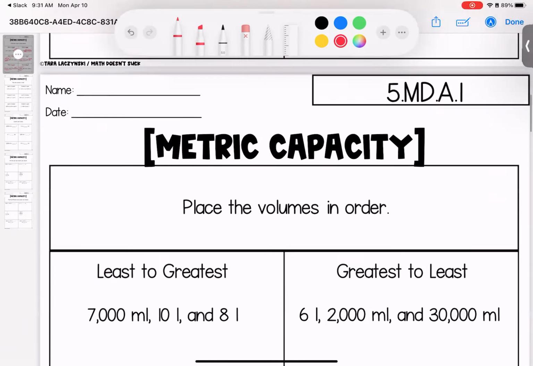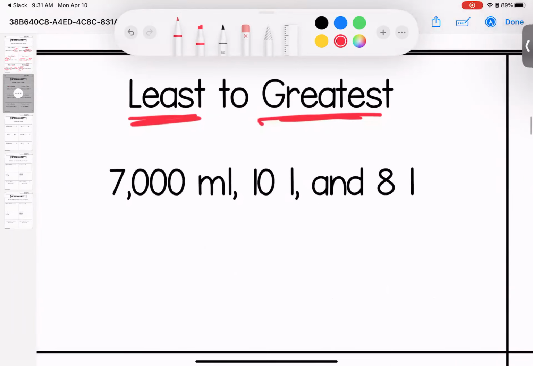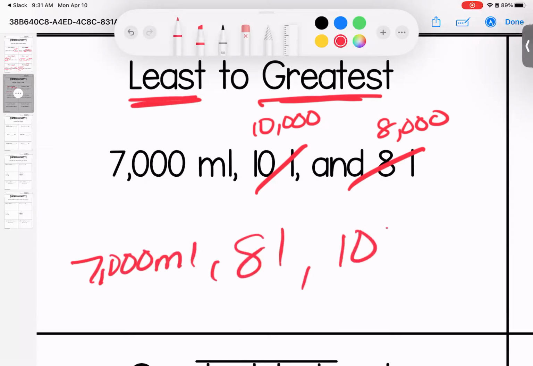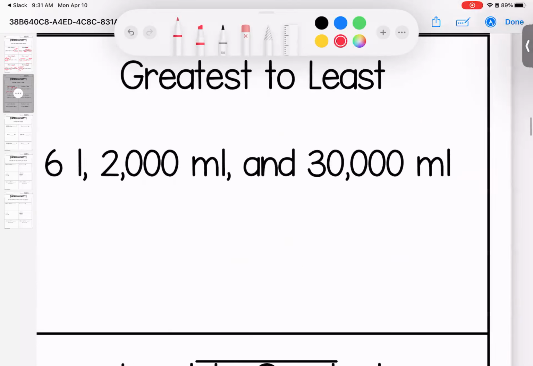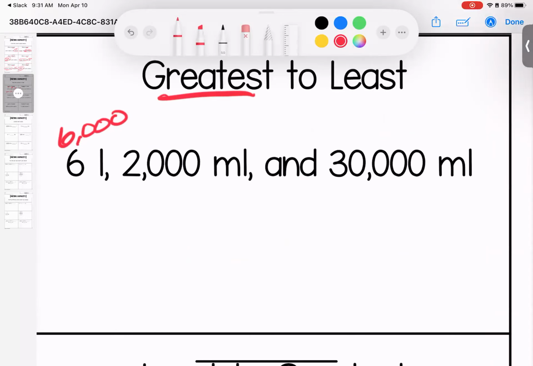Bring them to class. All right, Nuggets, putting these in order from least to greatest. So if we're looking to see which one's smaller, first thing I'm going to do is make them all mLs, which means just adding 3 zeros. Now we're talking, which one is less? 7,000 mLs, and then 8 liters, and then 10 liters. Starting with the greatest. So if I just add 3 zeros, I'll be able to see what these look like, making them all the same.